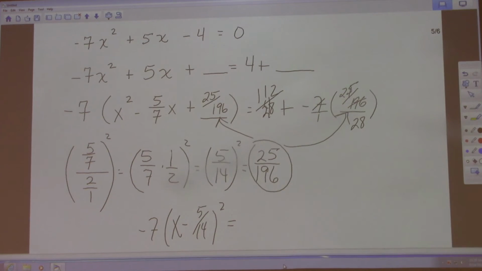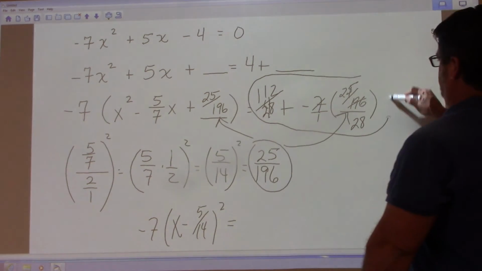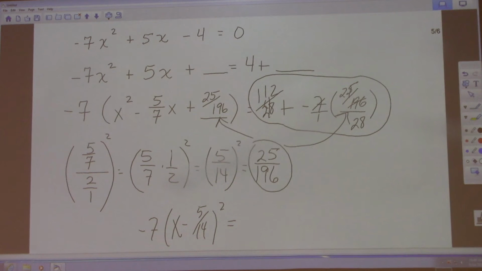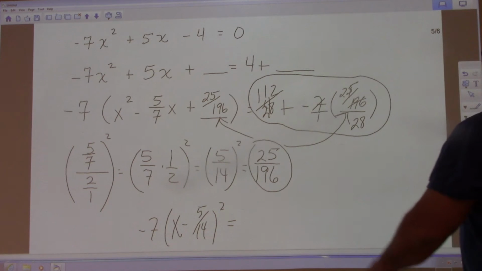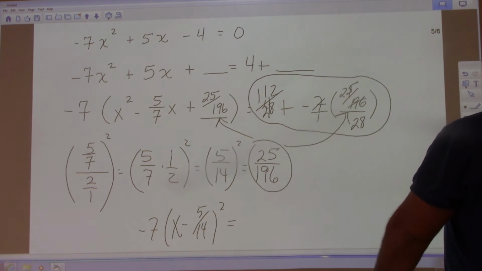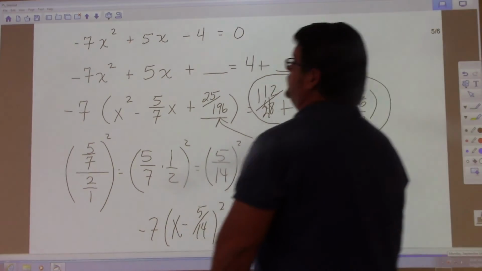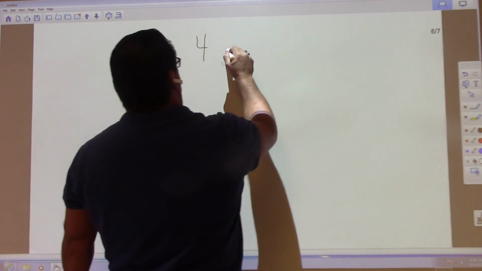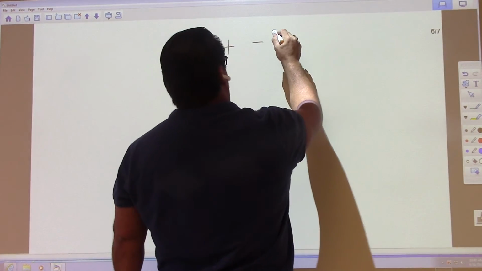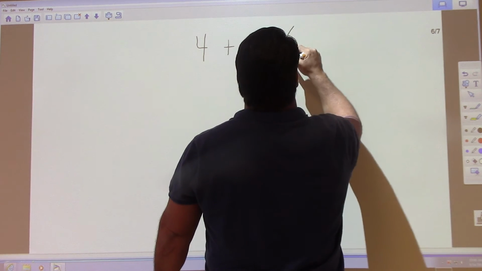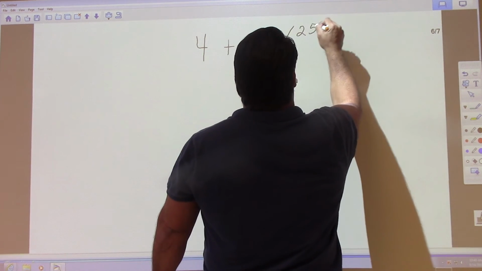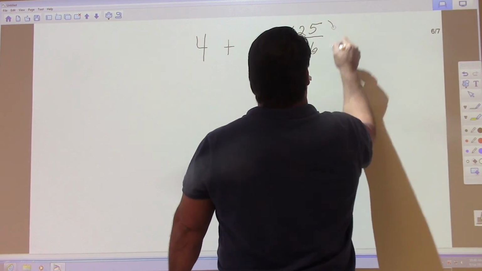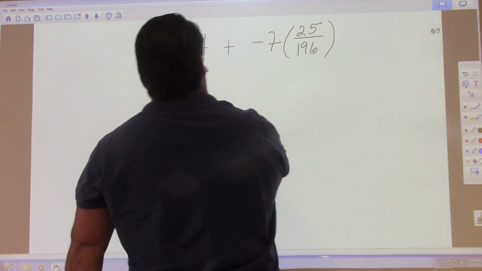Okay, let me go over this. Wait, so right here, you're doing 25/196 times 7? Is that what you're doing right now? Hold on. Yeah, I'm going to show you how I got that. 4 plus a negative, what did it come out to be? 7 times 25, 25 over 196. All right, this is the right side. I'm just going to show you how I did this.